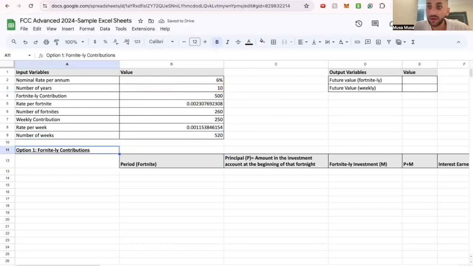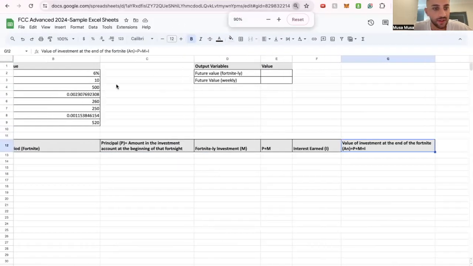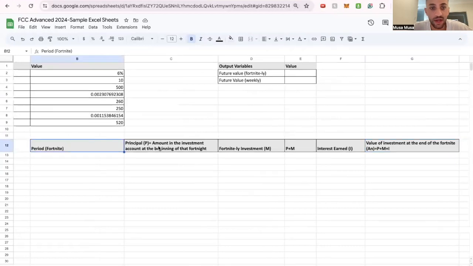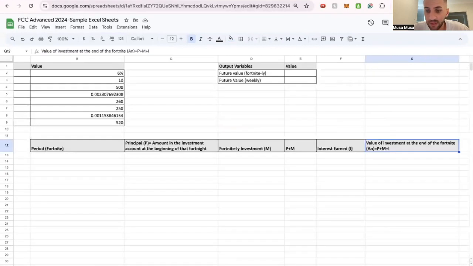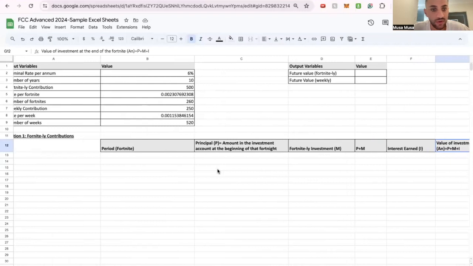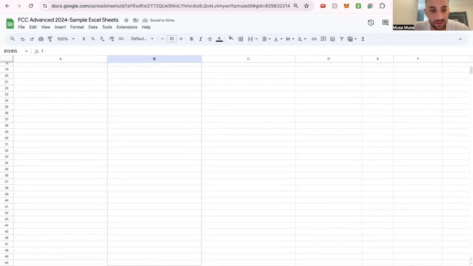So if I'm trying to find the annuity per fortnight, I want the table to look a little bit like this. Period, so fortnights, principal, fortnightly investment, P plus M, interest earned, and then P plus M plus I. It's just like the annuity one we did for question one, C. Very, very similar. So if we come back to here, we can put in everything. We need to go from 1 all the way to 260. So let's put that in. Let's put 1, 2, 3, and then take this and drag.